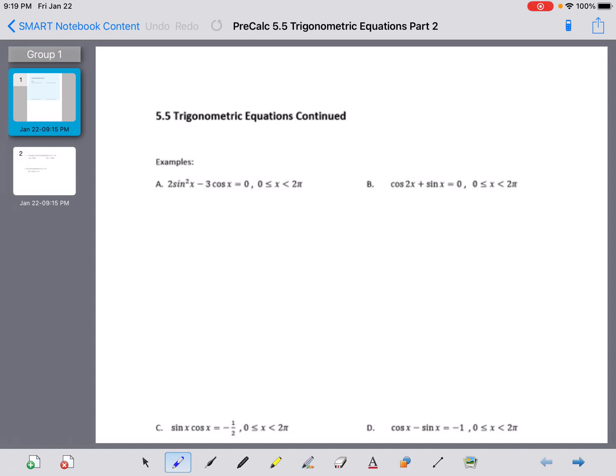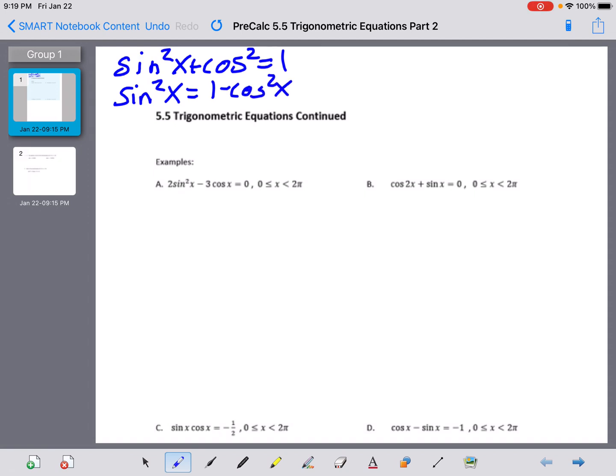So I'm going back to my trusty identity, sine squared x plus cosine squared x equals 1. So if I want just sine squared x, I could have 1 minus cosine squared x. So if I do that and do a switch, then at least I'm all in cosine. So I'm going to do 2 times 1 minus cosine squared x, still minus 3 cosine x equals 0. That's cosine, I just can't spell.